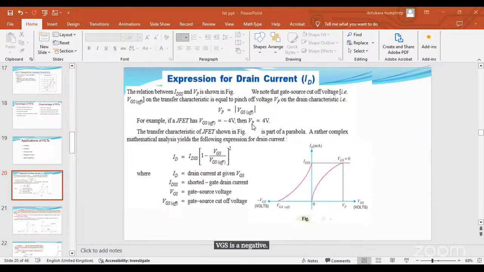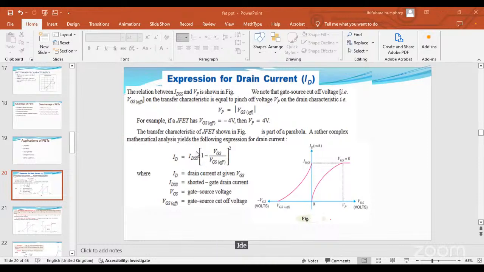It's a reverse bias voltage, so it's negative. When you find the magnitude, you are in a way taking off the negative sign. So the magnitude of VGS off is equal to VP. For example, if a JFET has a VGS off equal to minus 4 volts, then VP is equal to 4 volts. So calculate ID. This is the formula.